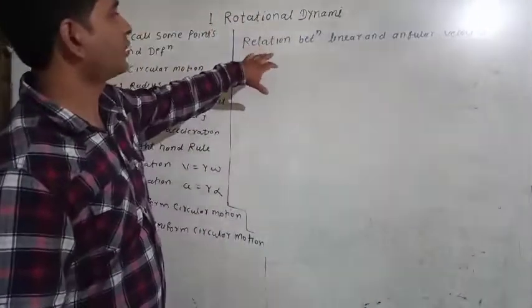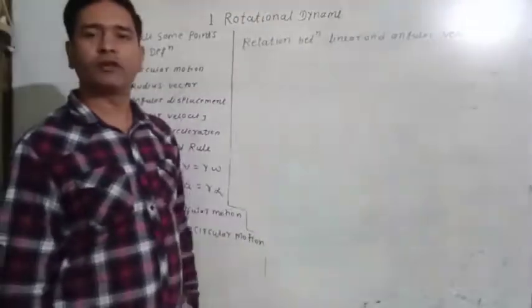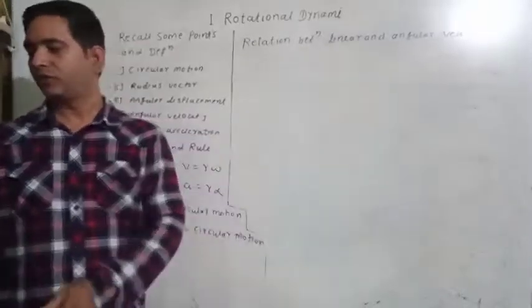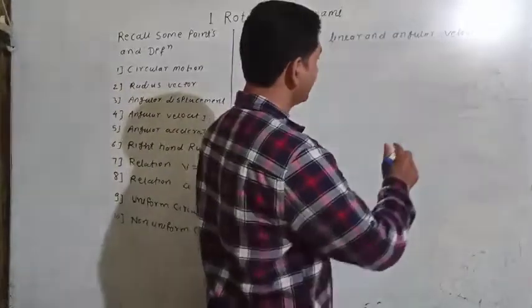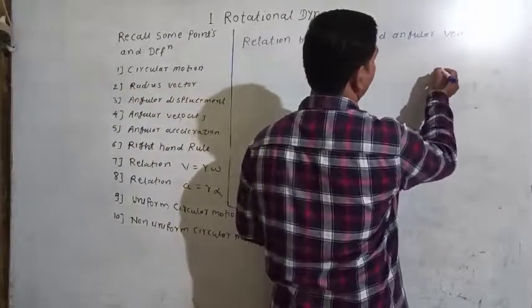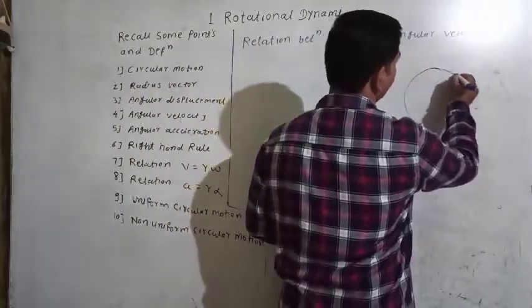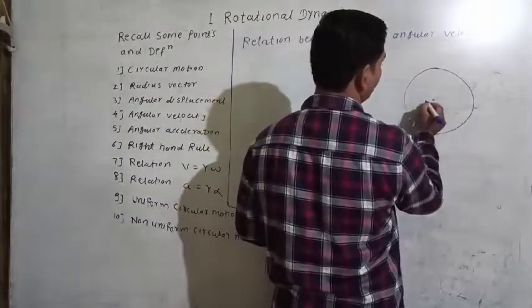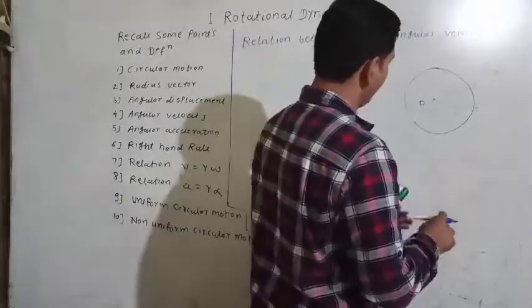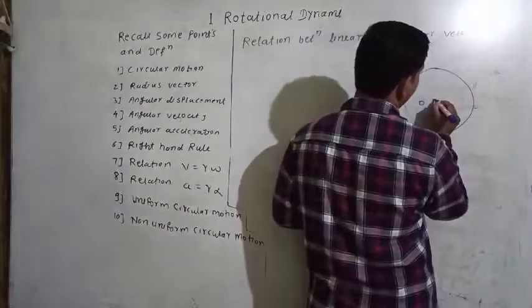the relation between linear and angular velocity. So suppose here I consider a particle, one particle is performing circular motion and the center point is O, and here we draw the radius vector.